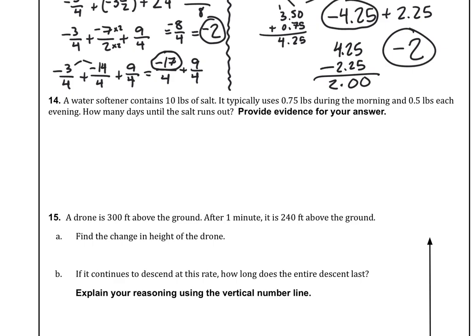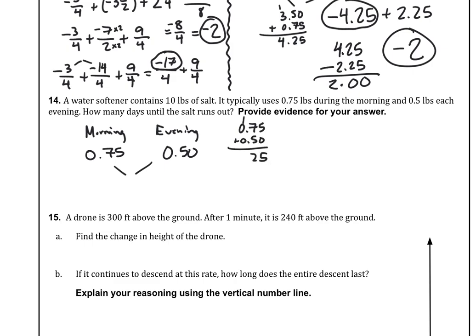Okay, so let's think about this. In the morning, I use 0.75, and in the evening, it uses 0.5, or 0.50. If I wanted to know how much it uses in one day, I'm going to add our morning and evening values together. 0.75 plus 0.50 gives us 1.25. Meaning, every single day, I have 1.25 pounds used.